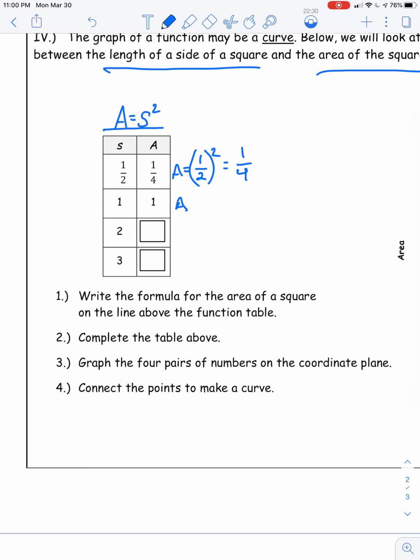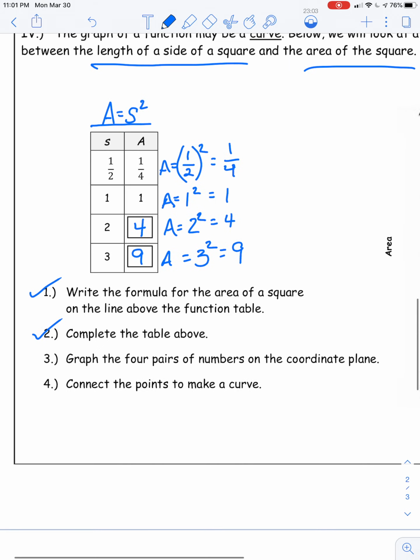When my side length is 1 squared, then my area is 1. When my side length is 2 squared, then my area is 4. And when my side length is 3 squared, then my area is 9. Okay, so we were able to write the formula and complete the table.